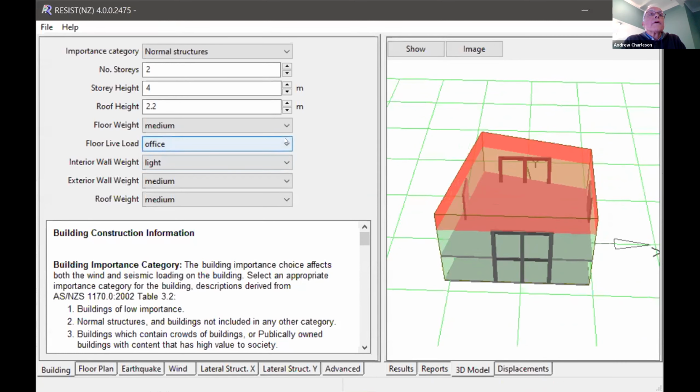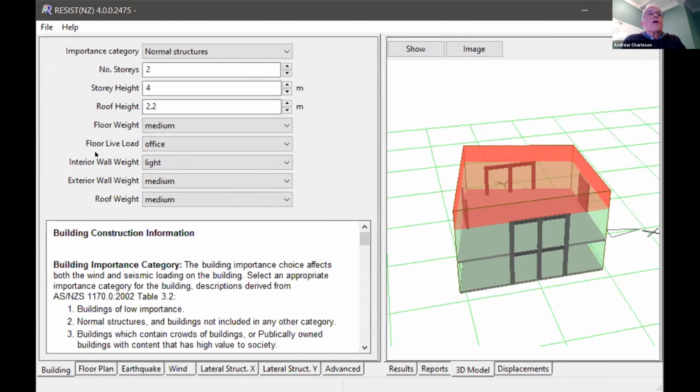Then it's a 2-story building with 4-meter height in each story, and the roof height is 2.2 meters. This is just a rough guess because I still don't know how high my roof will be. And the floor weight is medium.